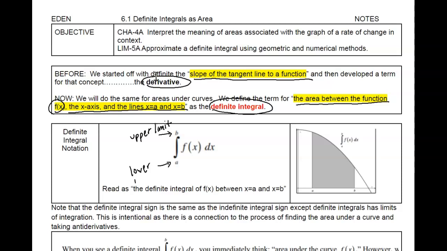Now, even though we use the word limit, this does not refer to the ideas that we used in Unit 1 and 2 for those limits, okay? So these are really like your boundaries. Remember, these are actually x values. We don't write x equals a and x equals b, but that's what's understood by the notation, okay? So the idea on a graph is we would read this as the definite integral of f of x between x equals a and x equals b.